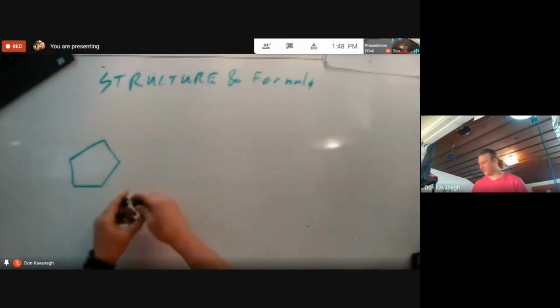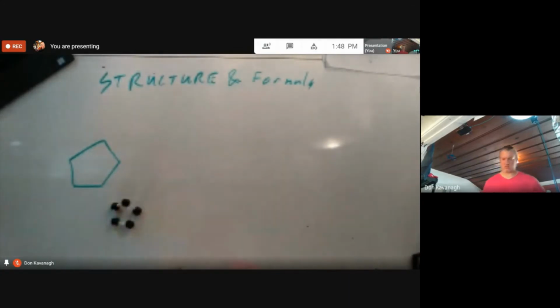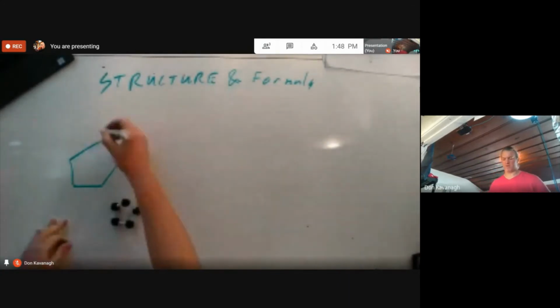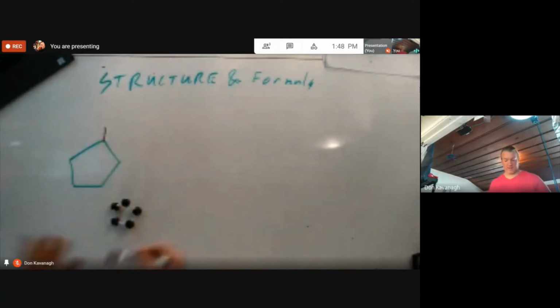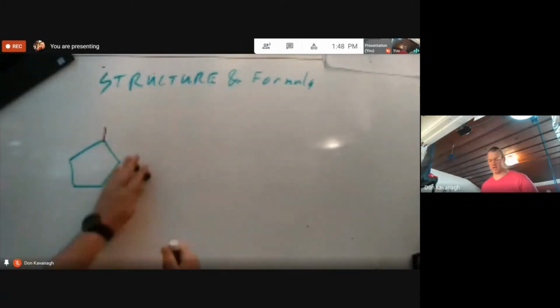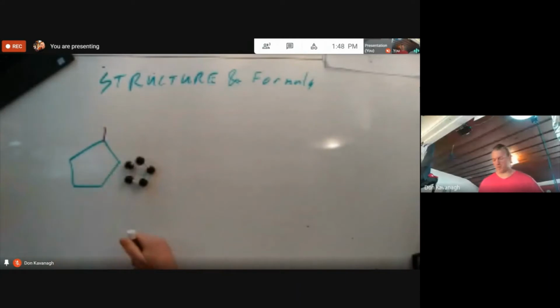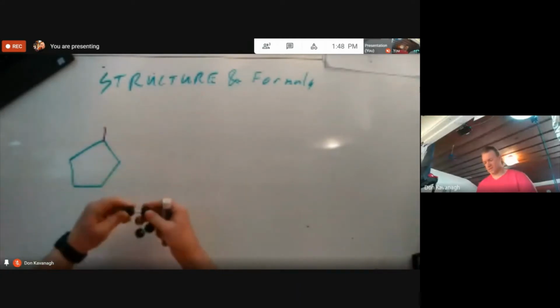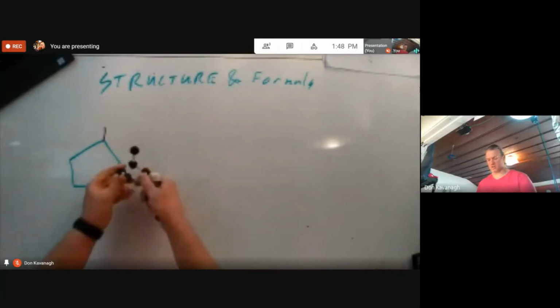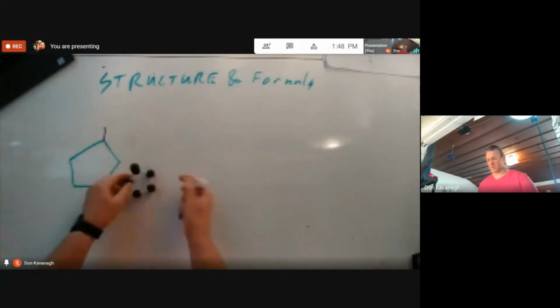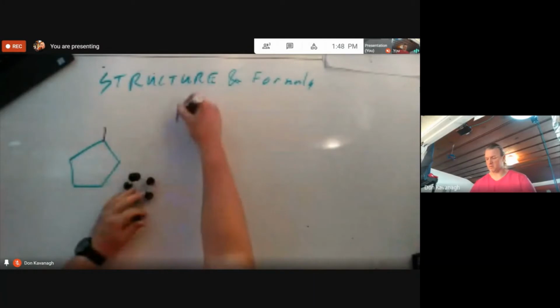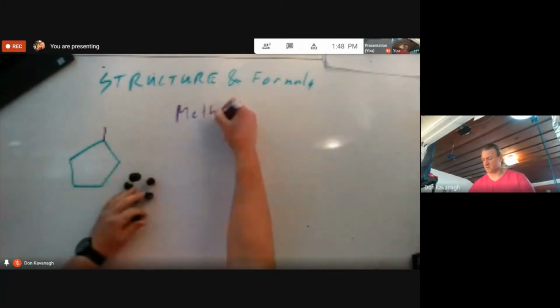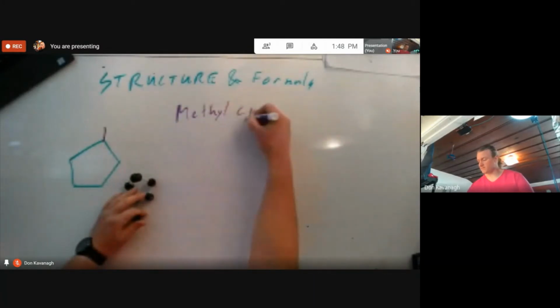Now, what if we put a methyl group on that carbon coming off the top? If we put a methyl group on that carbon coming off the top, it looks something like this in its structure here. And we would call this methylcyclopentane.